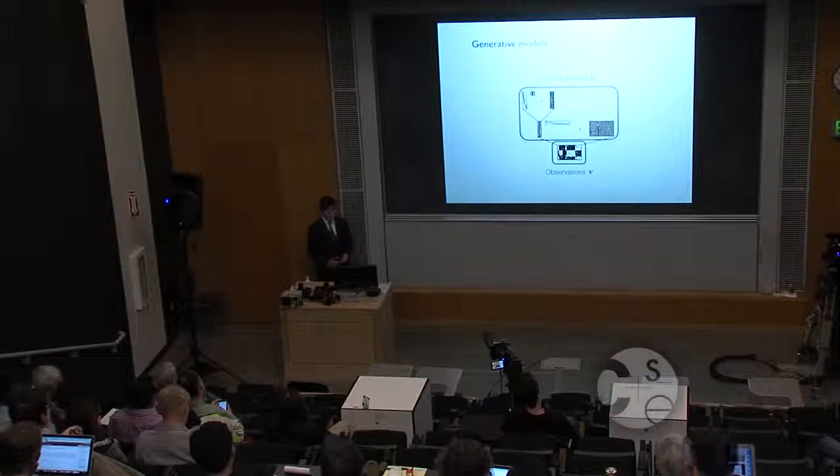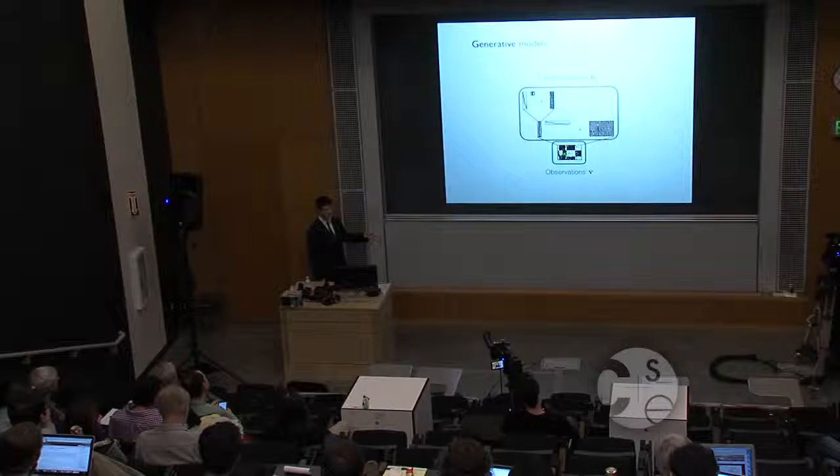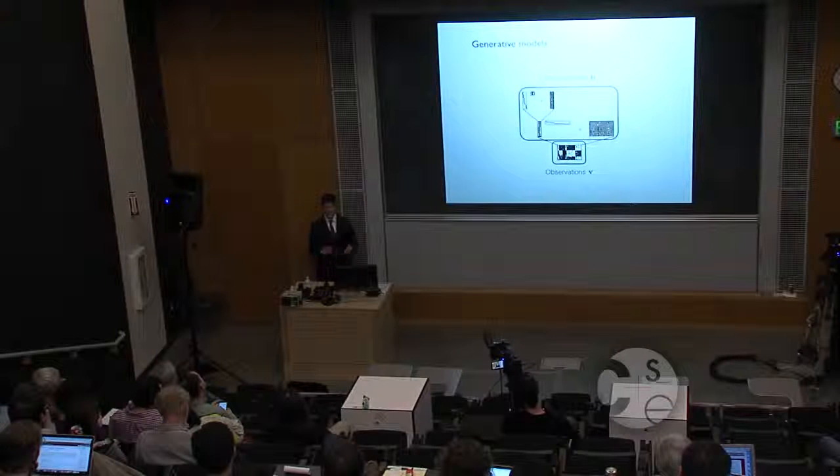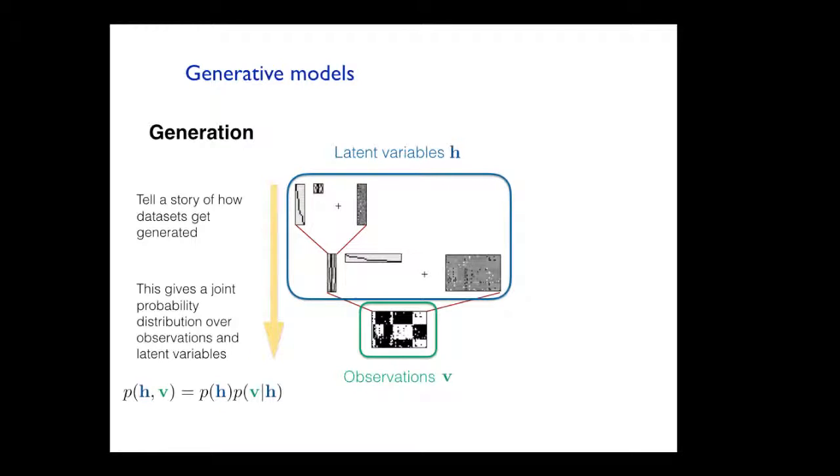And so I'll be talking about generative models. That's a particular approach to modeling that we take in machine learning. I'll refer to the observations, that's the matrix that we actually observe, as well as latent variables, the things that we don't get to observe and that we need to infer. When we define a generative model, we define it in terms of a generative process, a story of how data sets get generated. And mathematically, what this gives us is a factorization of the joint probability distribution over the hidden variables and the visible variables: a product of a distribution over the latent variables h times the probability of the observations given the latent variables.